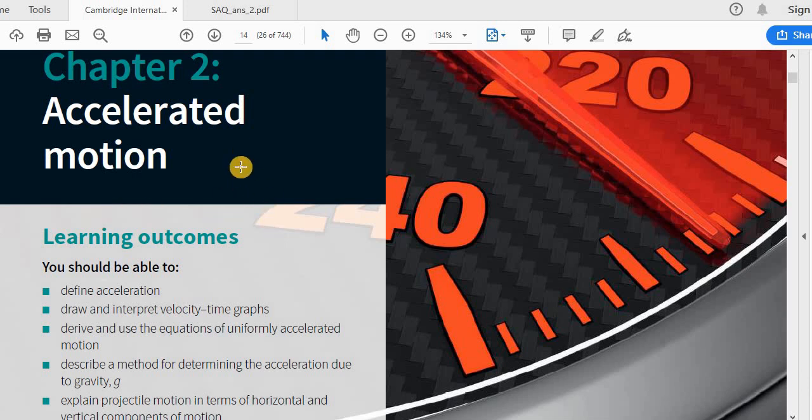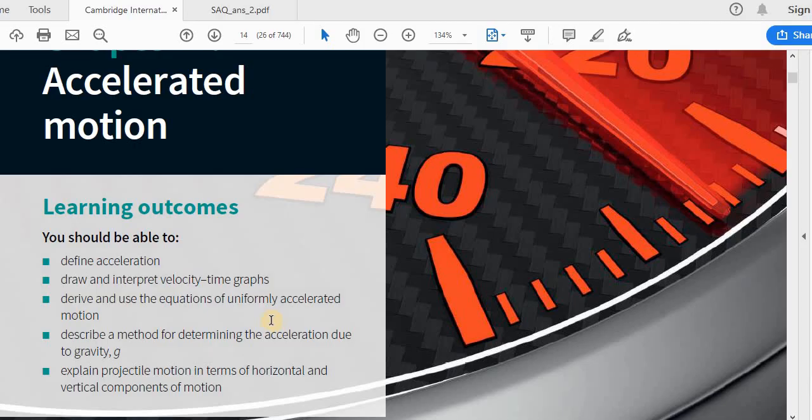Chapter 2, Accelerated Motion. In this chapter, we will learn about acceleration, interpreting velocity time graphs, using the four equations of motion, also called the SUVAT equations, and describing a method for determining the acceleration due to gravity. That is, we will learn how to find g by experiment.